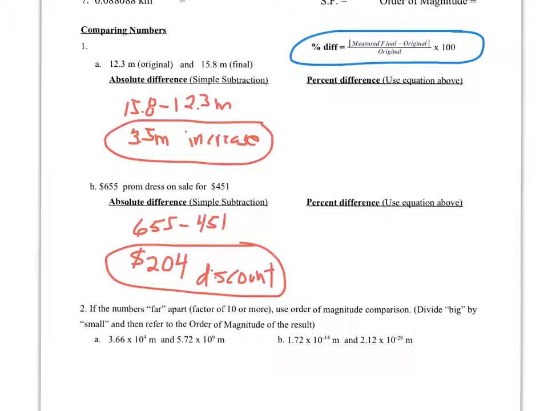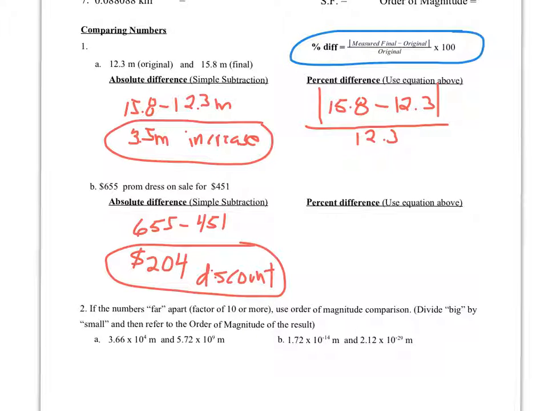The essential idea here is you take your final number, your ending number, your measured number, minus the original or published number, divided by the original. In case A here, the original number was 12.3, the final number is 15.8, so the percent difference would be the 15.8 minus the initial number, 12.3, and it's the absolute value of that. Well, it's going to be positive anyway, so it doesn't matter. So there's brackets in that equation above there in that blue oval, divided by the original number, 12.3.